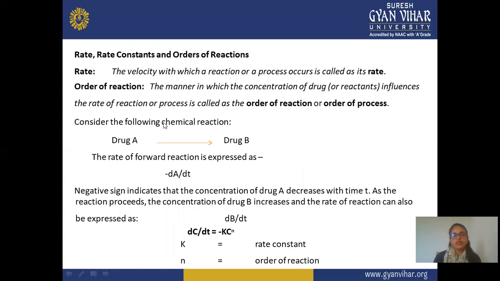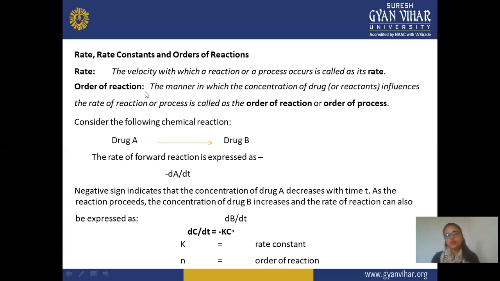First is rate, rate constant, or order of reaction. To start this topic of pharmacokinetic and pharmacodynamic parameters, you should know about rate of reaction, rate constant, and order of reaction. First is rate. Rate is the velocity with which a drug reaction or process occurs. It means that after administering or taking the drug, the velocity of the reaction or process required for that particular reaction is known as rate. How much reaction is observed and the process of showing the effect of a drug is called rate.